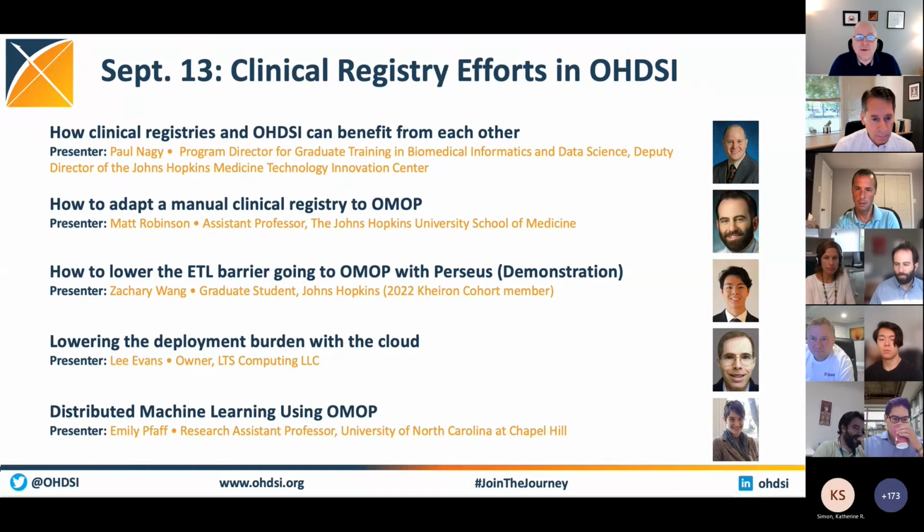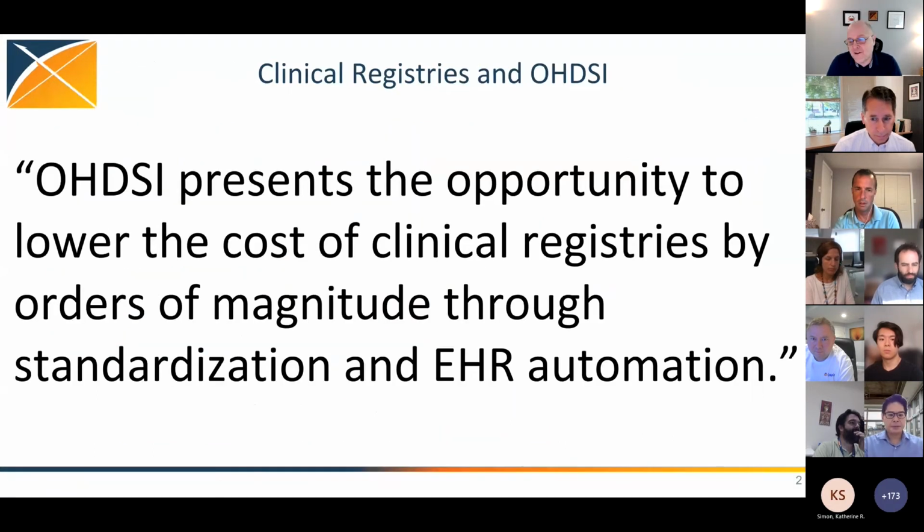And so this is something I'm really excited about in this process, and I feel is an enormous opportunity. And so I'm going to state, and here I couldn't find a bigger font that fit the page, that OHDSI presents the opportunity to lower the cost of clinical registries by orders of magnitude through standardization and EHR automation. And so what are we talking about? Clinical registries, there are hundreds of them, where they collect data about patients about a particular disease, trying to study their outcomes. These are an important part of our biomedical discovery process.